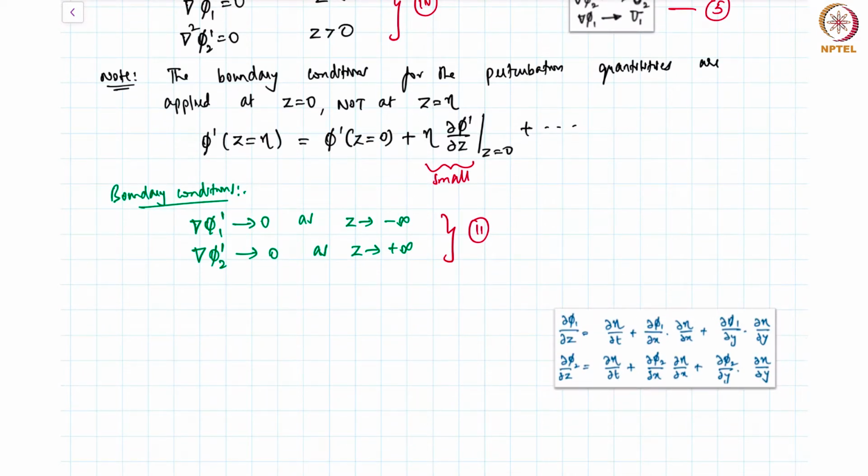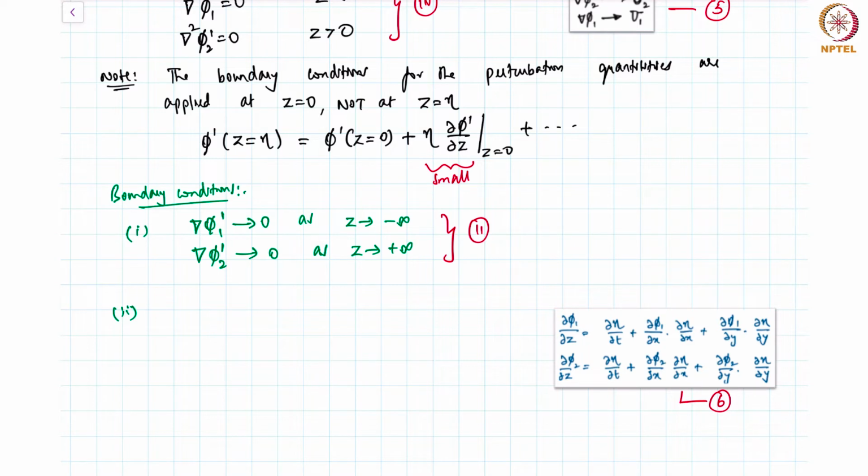The kinematic condition, for your reference, is also given. This, I believe, was equation number 6 from the previous lecture. I have just put a snippet of that in the corner so that we can follow this and write it down. So this is the first boundary condition that we have.